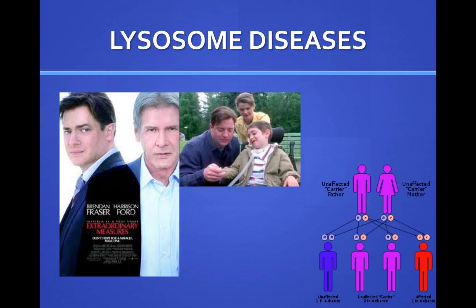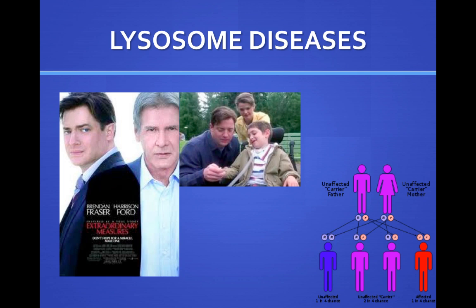Lysosomal storage diseases are hereditary disorders. They result from missing a hydrolytic enzyme in lysosomes. What that causes is the lysosome to become engorged with undigested substances. There was a movie called Extraordinary Measures with Brendan Fraser and Harrison Ford about Pompe's disease. This was when large amounts of glycogen accumulate in the liver cells because there are no glycogen digesting enzymes.